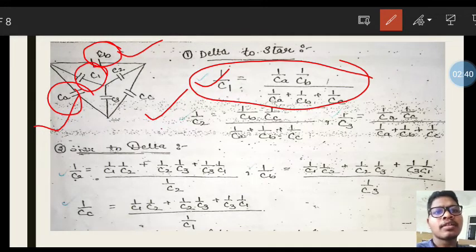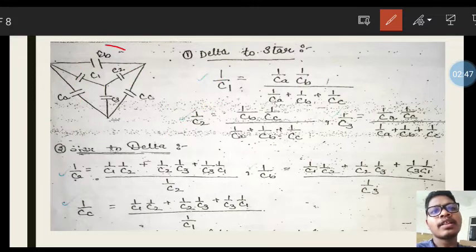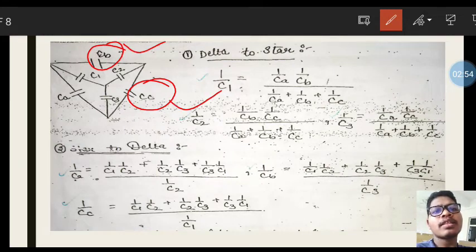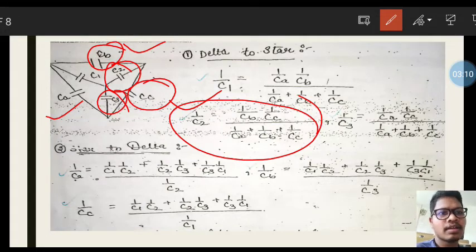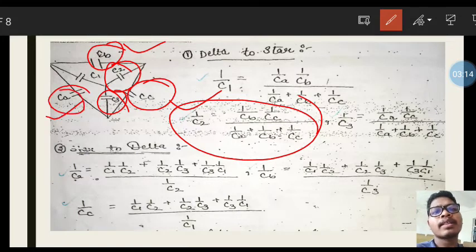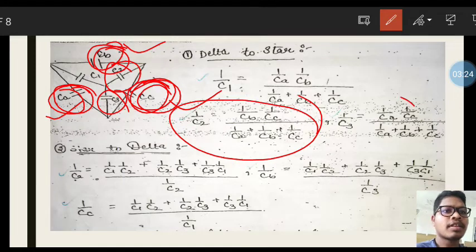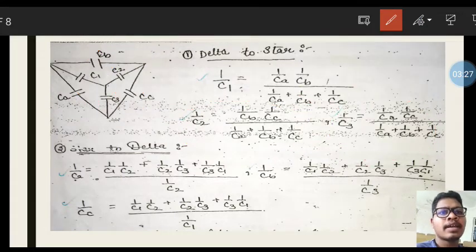Like that, the star connected C2 value is the nearby capacitances, that is CB: 1 by CB into 1 by CC divided by the total, 1 by CB plus 1 by CC plus 1 by CA. This is the value of 1 by C2, or the impedance across this. Like that, if you want to find 1 by C3, then it is equal to the nearby capacitances, 1 by CA into 1 by CB divided by 1 by CA plus 1 by CB plus 1 by CC. So this is the solution of the delta to star conversion.